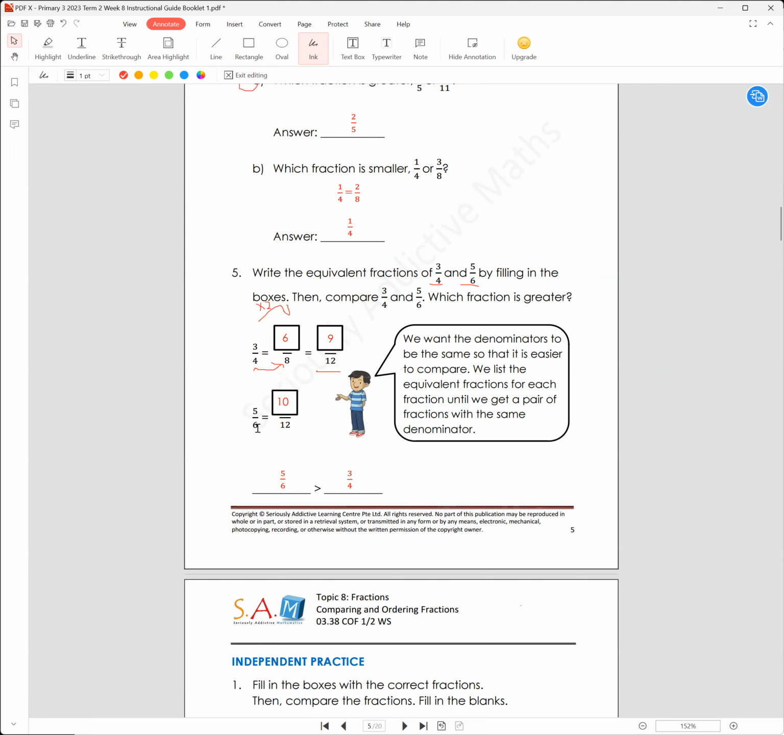Okay, 6 times 3, what am I saying? 6 times 2, right? And then 5 times 2. Okay, so then you can compare 9 out of 12 and 10 out of 12. Now, important point to note is that when they write the answer, they shouldn't do it this way.